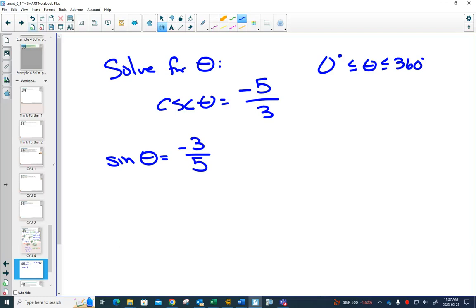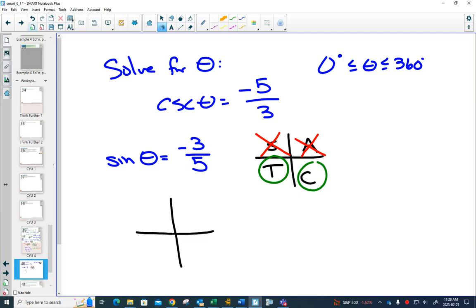Then I would go to my grade 11 math and say, well, according to my CAST rule, if sine is negative, it's not in quadrant 1 or quadrant 2. It has to be in quadrant 3 or quadrant 4. And so I can draw a picture of the angle in quadrant 3 or quadrant 4. And with both of them, I can go back to my nearest x-axis, because then I can label my reference angle.